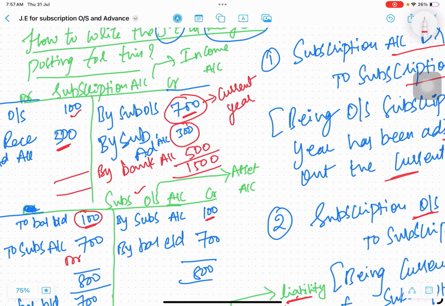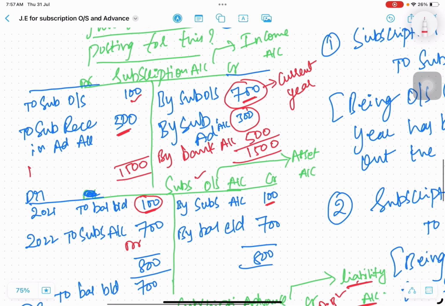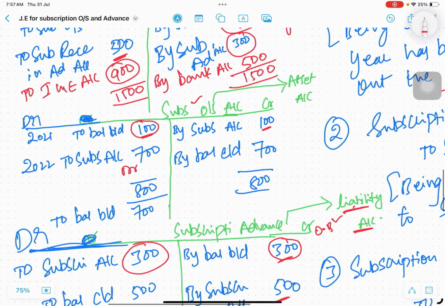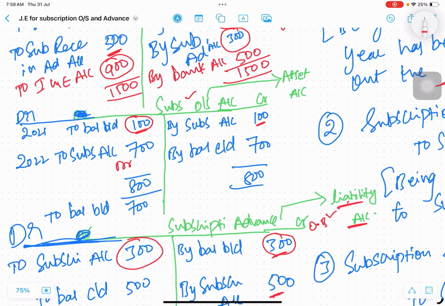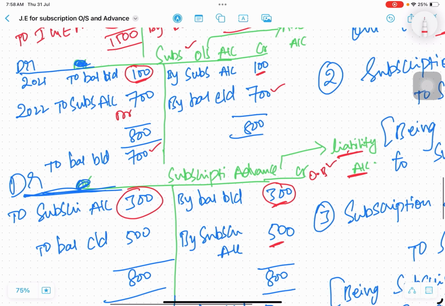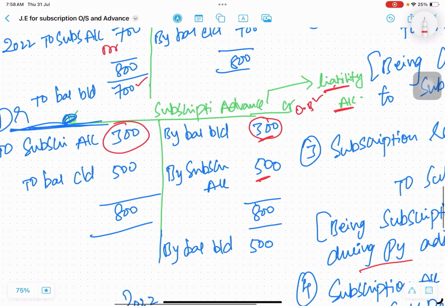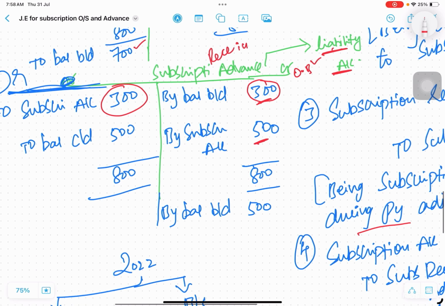On debit side how much is it? 600. So the balance is to income and expenditure account. How much? 900 rupees. Income and expenditure account, how much you have to show? 900 rupees. So if you balance the subscription outstanding account, which is asset account, you will be having balance of 700 rupees, which you need to show on asset side of the balance sheet. If you balance the subscription received in advance account, you will be having balance of 500 rupees of credit balance.